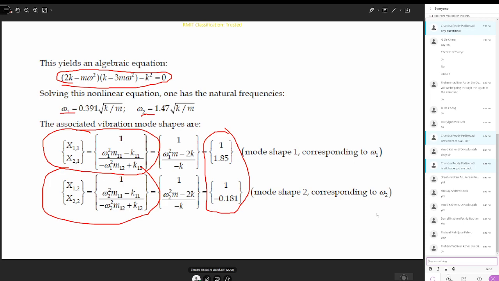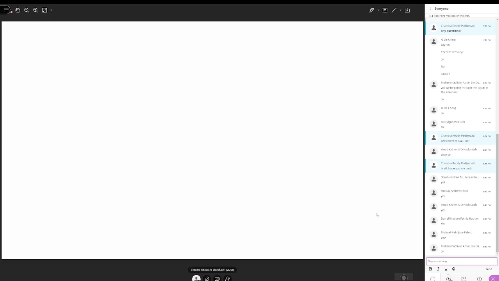Normally in the exams, you may be knowing the mass values, so you'll know the omega 1, omega 2 values. So substitute into the equations and you will get back the answers, the mode shapes.